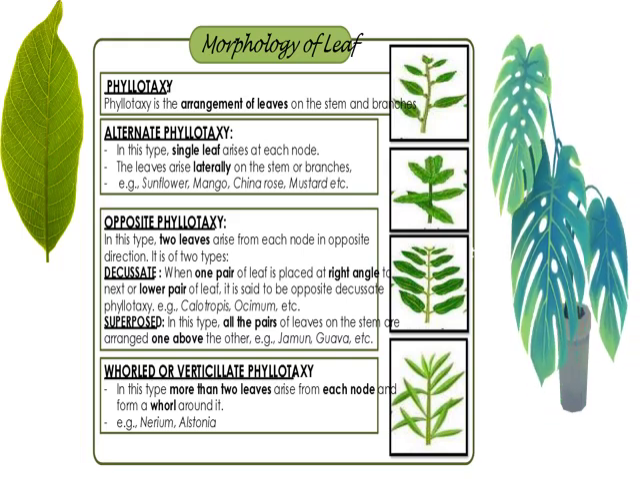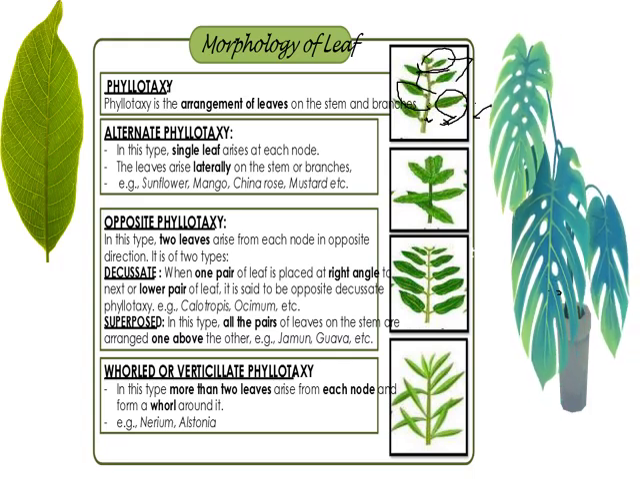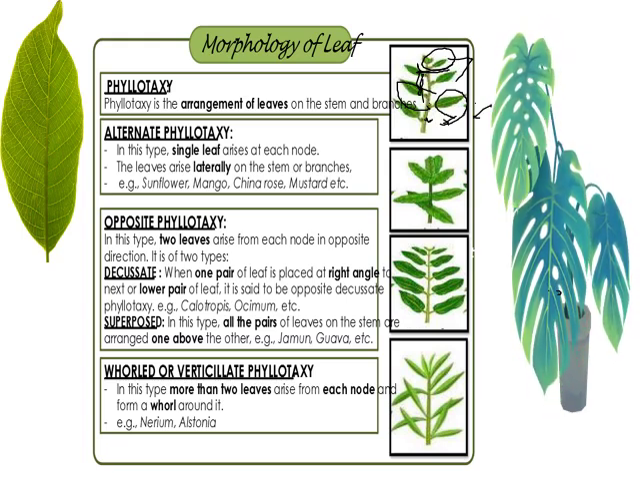So here we have an example of alternate leaves. Here this is the node and a leaf is present here. Similarly here, here, here and here. So at each node a single leaf is produced, and it is produced in an alternate manner. One leaf is produced here, the other one is produced here, the next one here, the next one here. So it is produced in an alternate manner. The example of alternate leaf is sunflower.